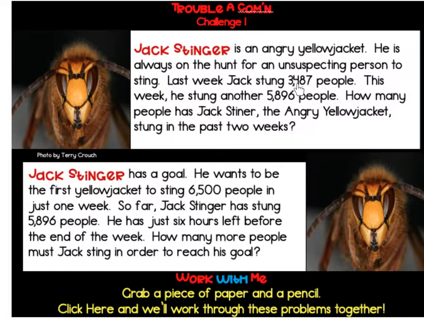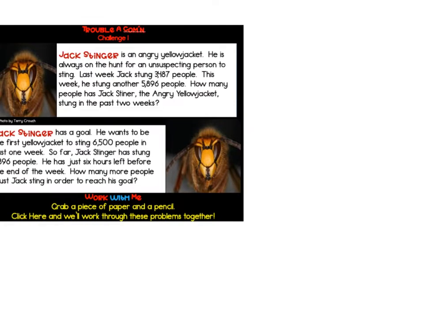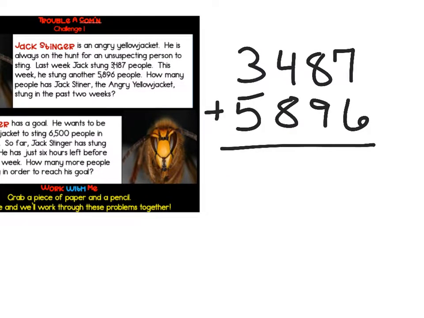Well, this is an addition problem because first he stung this amount of people and then he stung this amount of people, and we want to know how many he's stung in the last 2 weeks altogether, right? So let's go ahead and just write those numbers down. We've got 3,487 plus 5,896. Now, the most important thing you must do is have your numbers in really straight columns so it's easy to add. I'm going to wait for you while you get this written on your paper. You should write it just as I have it here. I will wait for you, my friend.